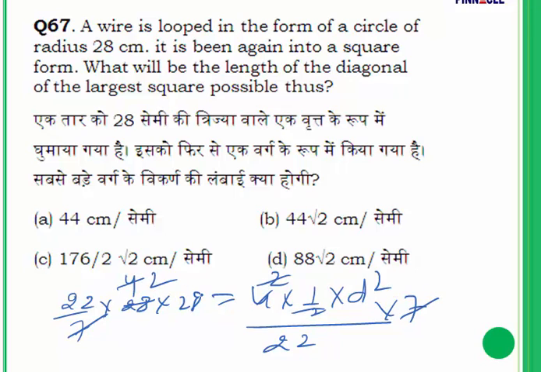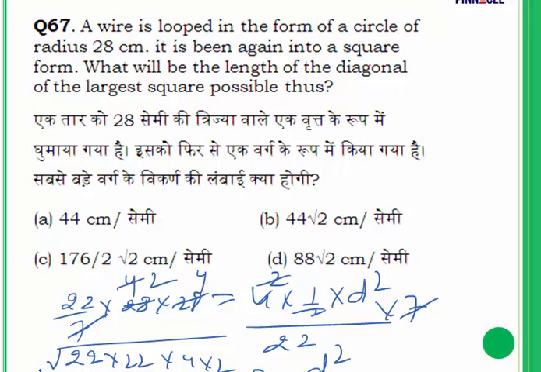you can find 22 into 22, because it will go this side, into 4 into 2, which is equal to d square, and we have to find the value of d. So this would be the value of d, and it's equal to 22 into 2, because the root of 4 is 2, and 22 into 22 we have taken as 1. So 44 root 2 should be the answer. 44 root 2 is the answer.